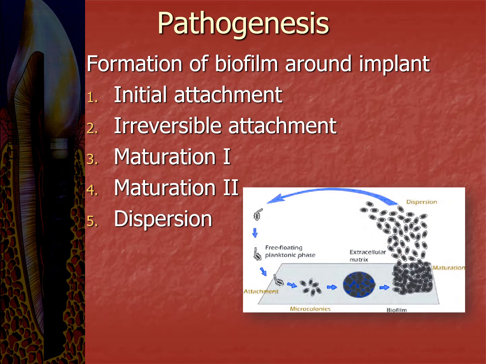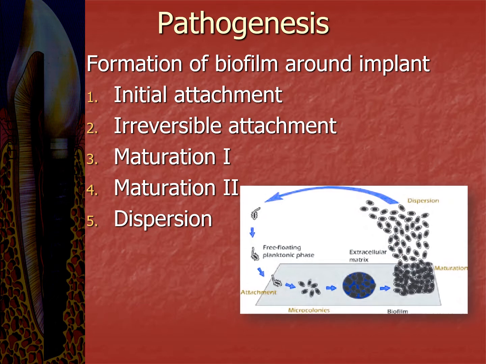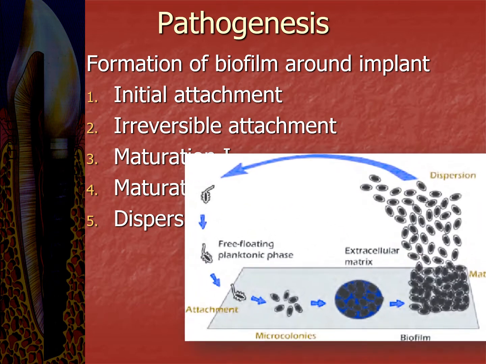So the first formed is a salivary pellicle from the glycoproteins, and these pellicles attract bacteria from the oral cavity to form a biofilm. Now, the formation of biofilm occurs in 5 stages. They are the initial attachment, irreversible attachment, the maturation 1 and 2 phase, and finally dispersion. As you can see in the picture, the first one is the initial attachment where the mobile cells attach to a rough surface, that is, a titanium surface. Then the irreversible attachment, where the attached cells secrete an extracellular matrix and lose their flagella.